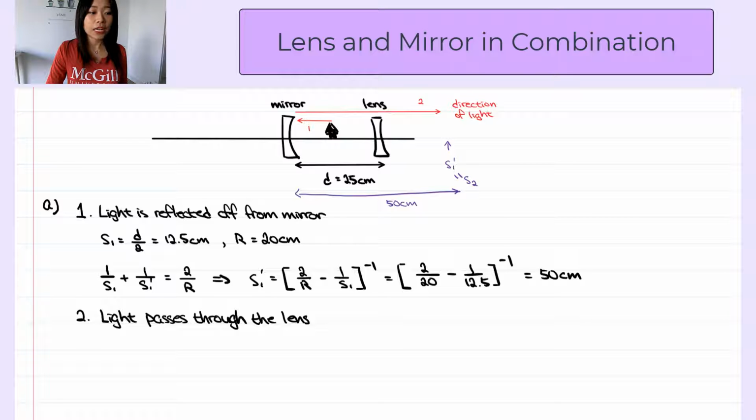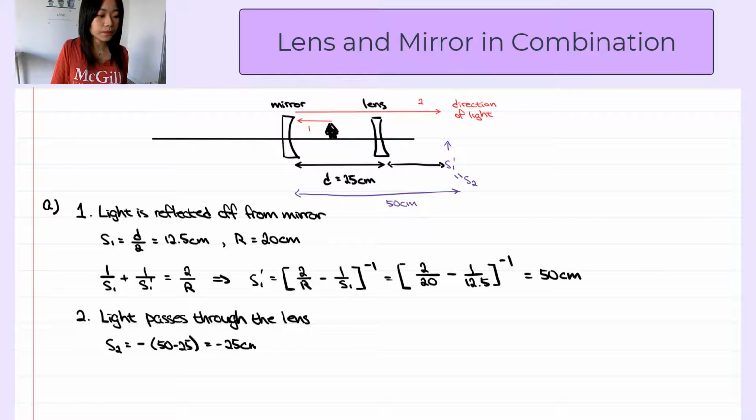But now the object is on the opposite side as the incoming light, because the reflected light is passing through the lens from the left to the right. But the object, S2, is on the right. So here we have a negative S2, which means we have a virtual object. S2 would be the negative of the distance from S1 prime to the lens, which is this distance. This is 50 minus 25. So S2 is negative 25 centimeters.